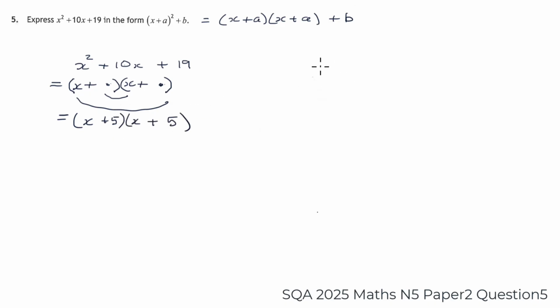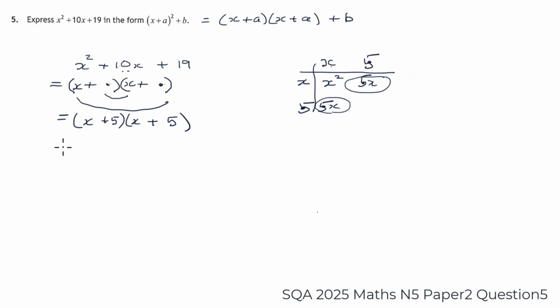Now if you do this by the table method, it's exactly the same, that we've got so many x and the same number of x added, these two added together, giving us that 10x. So it's 5x plus 5x will give us this 10x.